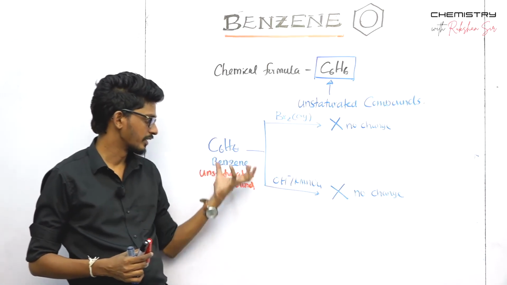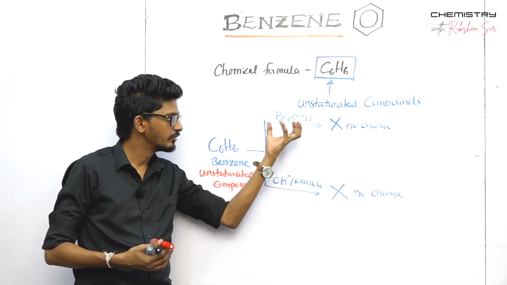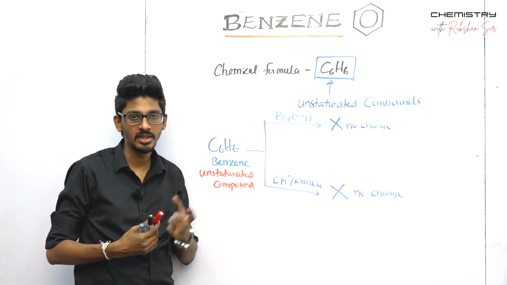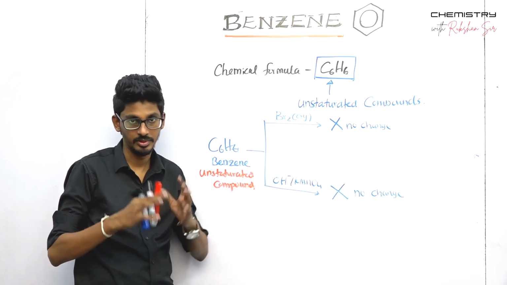Yes, benzene is referred to as an unsaturated compound. Then why is benzene not going to give you the results for the carbon-carbon pi bonds? There's a problem. Special compound, no?